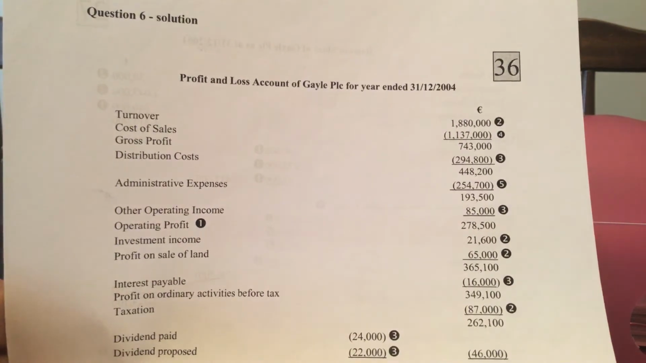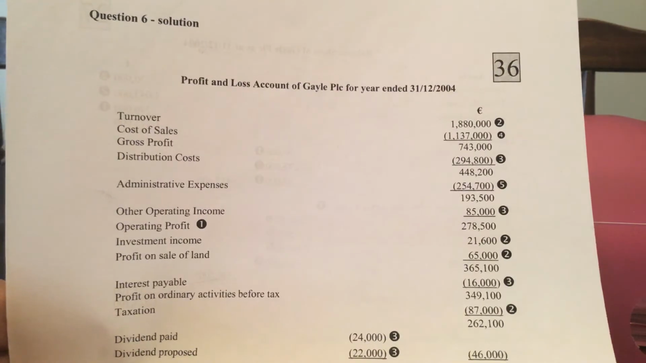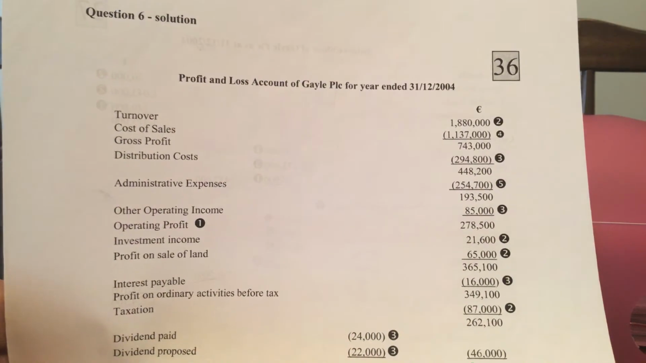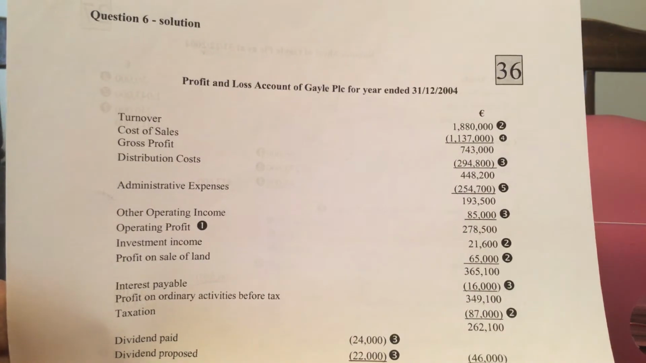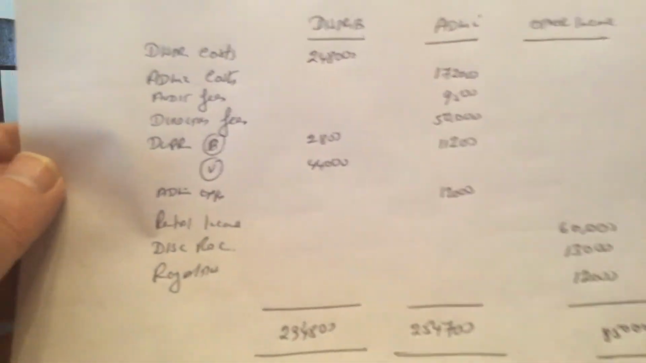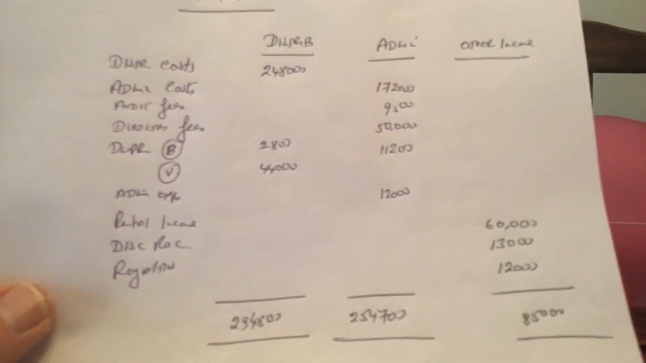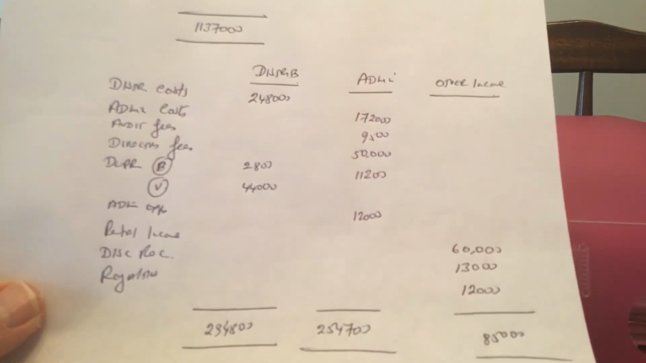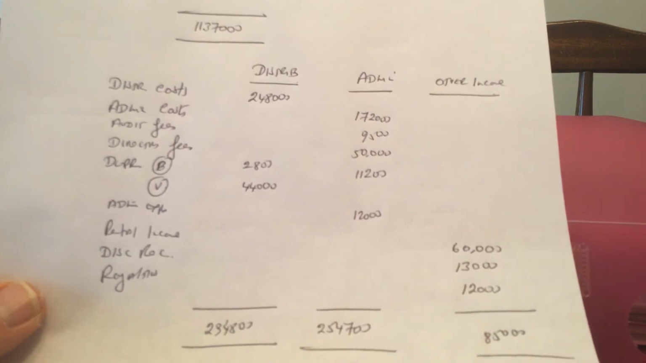Now, in the previous lesson on the theory side of this, I did give you what goes into each of them, but I'm going to do it again here anyway. You probably wouldn't have time in an exam to do it as detailed as this. But just as a learning exercise, it's no harm to see where the figures are coming from. So, distribution, admin and other income.